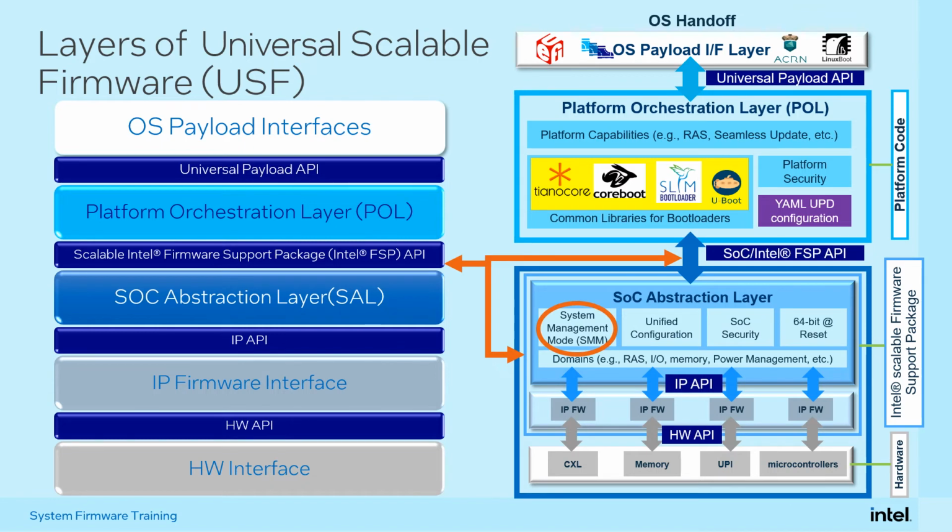Future Intel FSP versions will have implementations for SMM encapsulation, unified configuration, authentication, 64-bit reset vector, various domain modules, and SoC level validation. The SoC abstraction layer, SAL, is how the low-level silicon and hardware get initialized, and it provides SoC and platform-level stitching. The SAL consists of a dispatcher through a call table and also has low-level services exposed through the Intel FSP interface to the POL bootloader layer.